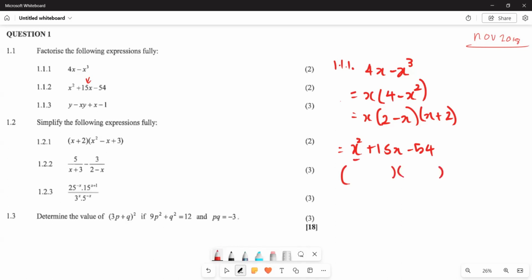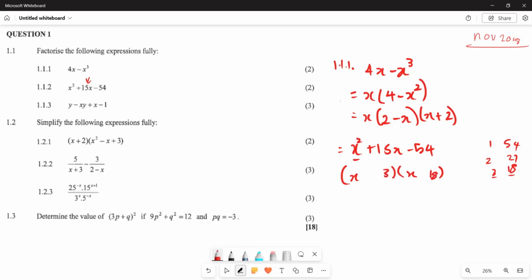The factors of x squared are simply x and x. The factors of 54 are 1 and 54, then 2 and 27, if I'm not mistaken, and what else? This is also 3 and 18. If you look at 3 and 18, when you add or subtract them, somehow you are going to get your 15. So the factors that you are going to use here are 3 and 18.